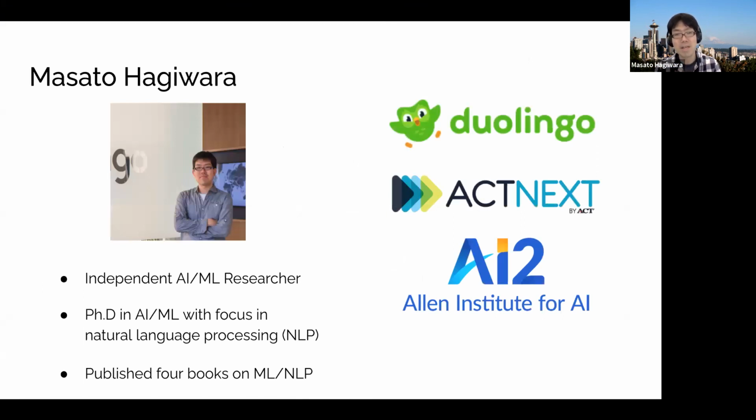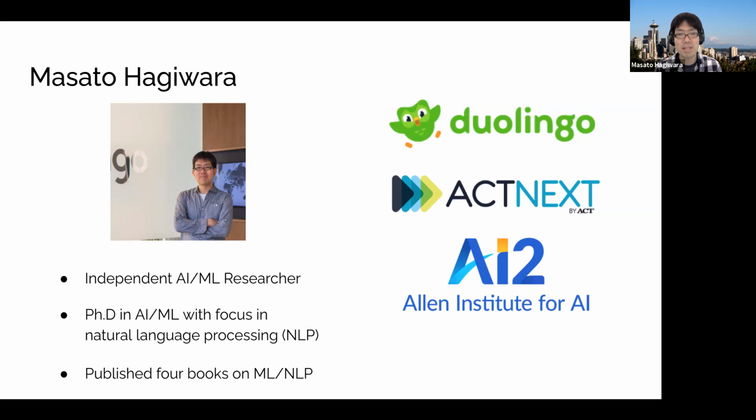So my name is Masato, and I work as an independent artificial intelligence and machine learning researcher, which is a fancy way of saying I'm a freelancer. But I have my own kind of research lab, and I work with clients. And so my former employers and clients include Duolingo, the language learning app based in Pittsburgh, Pennsylvania, and ACT Next and AI2, which stands for Allen Institute for Artificial Intelligence, which is based here in Seattle.